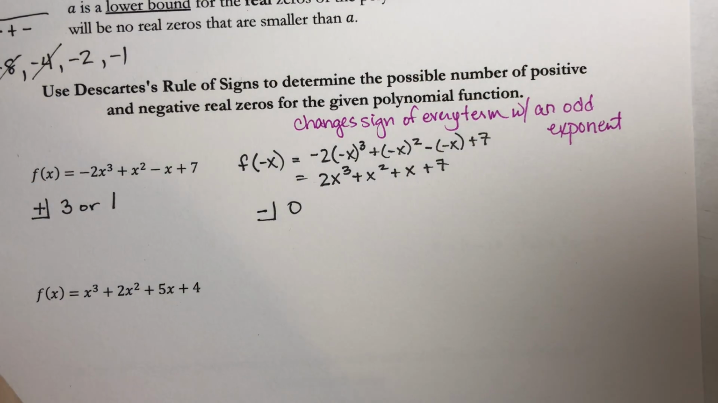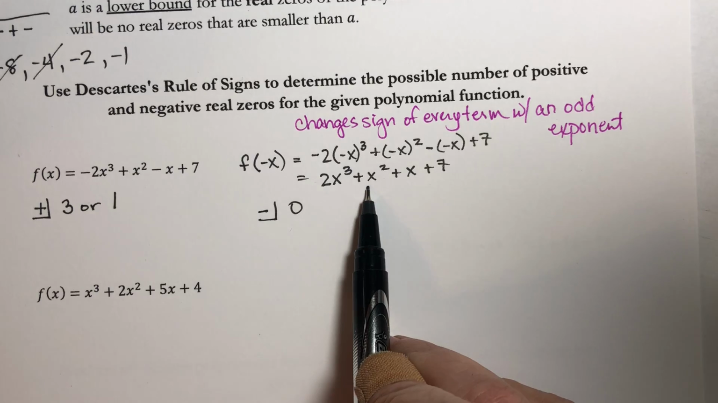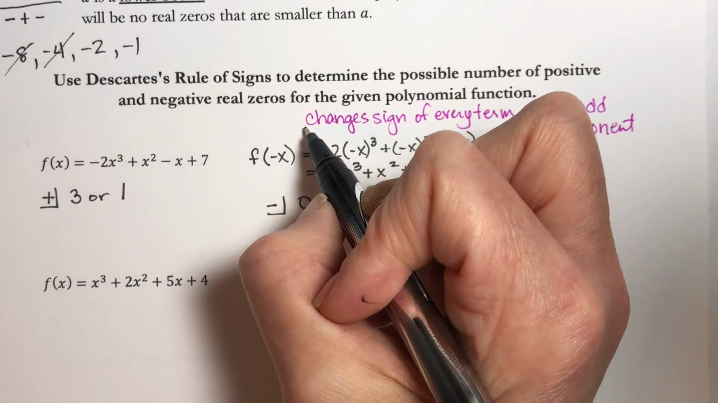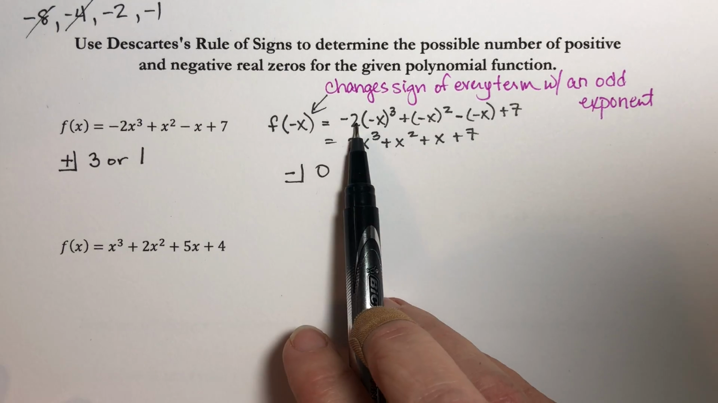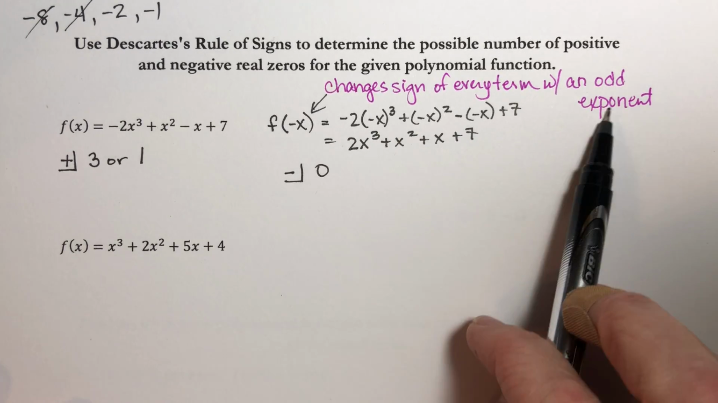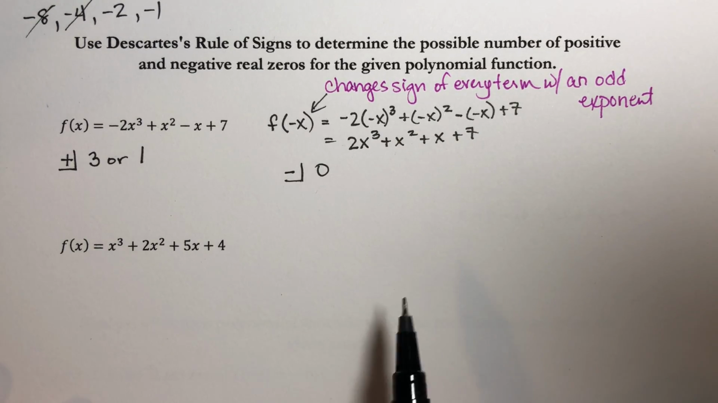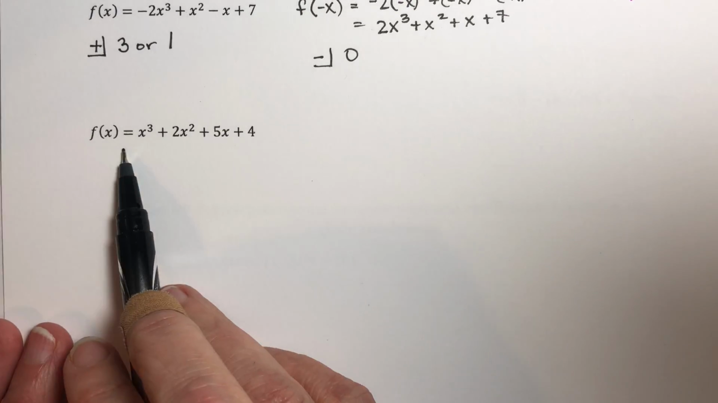If it's an even exponent, then the negative doesn't change anything. And that's just for this. We've talked about this before, but you don't have to necessarily write out this step if you just recognize this one little bit.